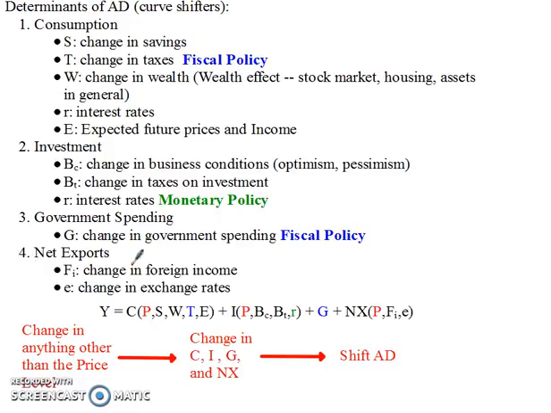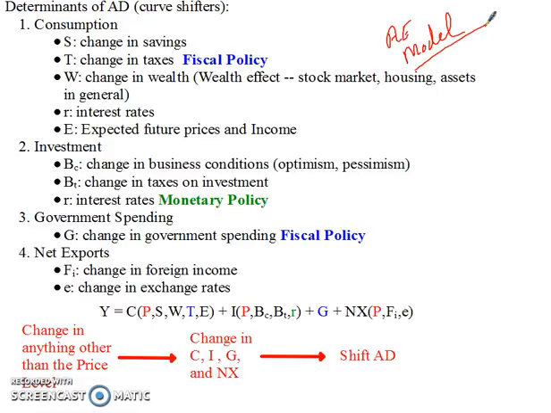But the key to this, and what makes it not so bad, is that really these are the same exact determinants as we did in the aggregate expenditure model. They are the same determinants that we did in the aggregate expenditure model.